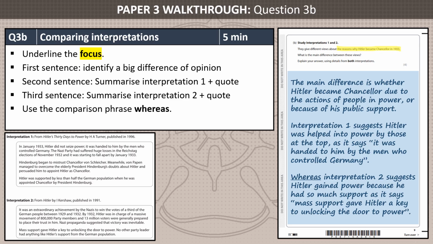Don't forget, when you introduce and start to write about interpretation 2, you're comparing. So try to use a comparison phrase like whereas. Now my tip here is this. Sometimes the interpretations might not disagree directly, but they might focus on a different area. So in this case, one of the interpretations was more focused on the powerful politicians, while the other one was more focused on ordinary Germans.